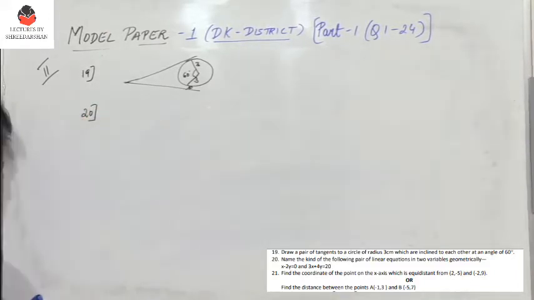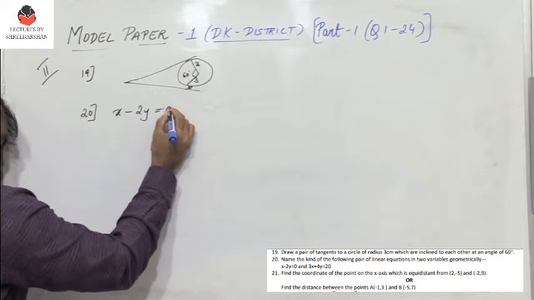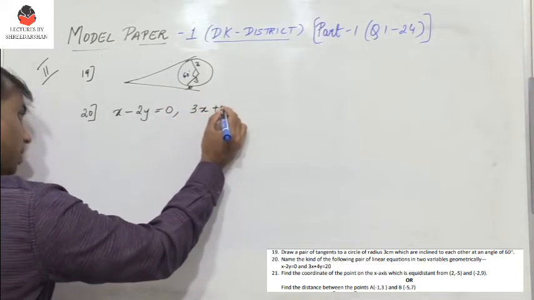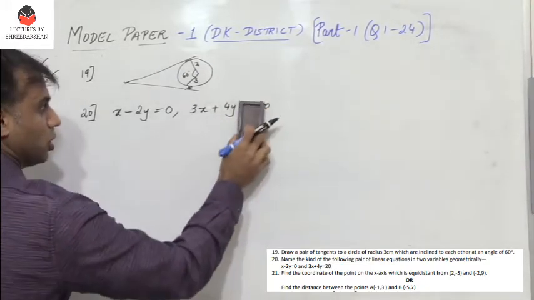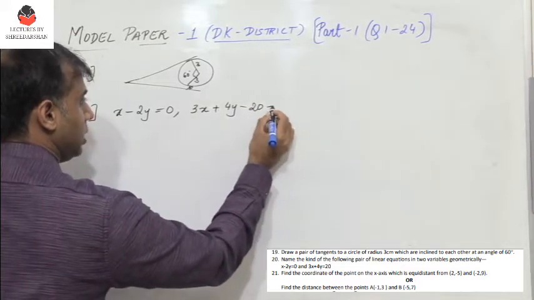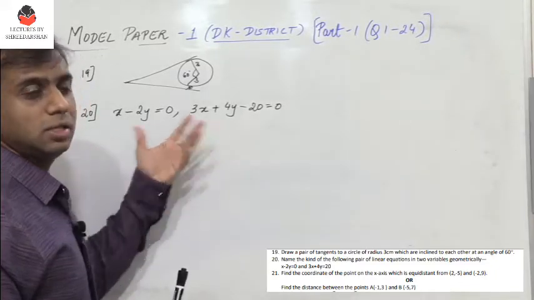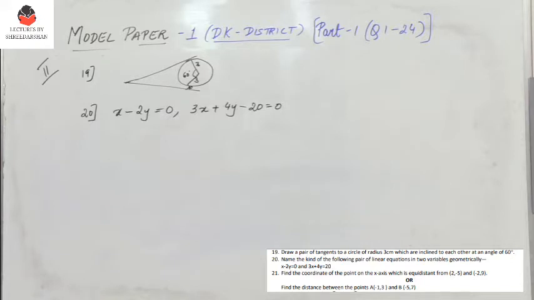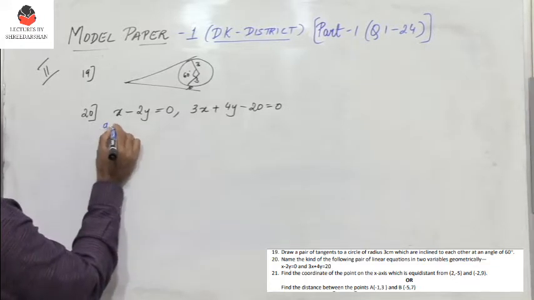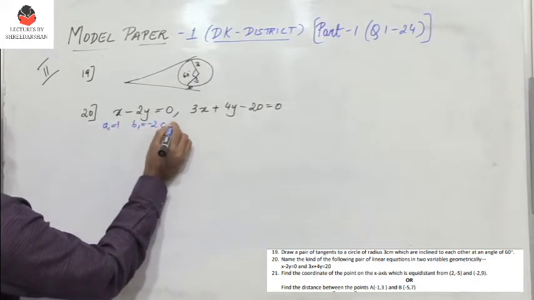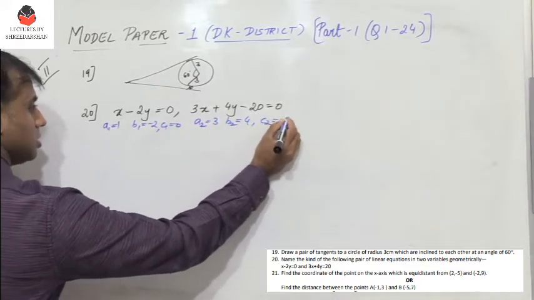Problem 20. Express the pair of linear equations geometrically: x minus 2y equals 0 and 3x plus 4y equals 20. Let me bring this 20 to LHS. So I get 3x plus 4y minus 20 equals 0. Now geometrically I need to express what these 2 linear equations actually represent. So this is a1, b1, c1: a1 is 1, b1 is minus 2, c1 is 0. And a2 is 3, b2 is 4, and c2 is minus 20.